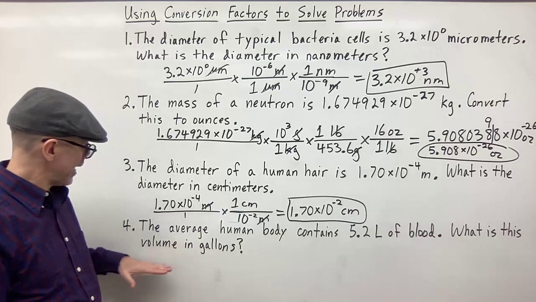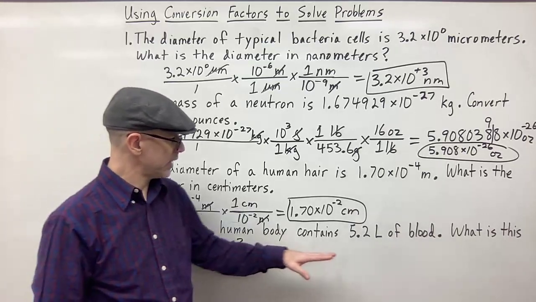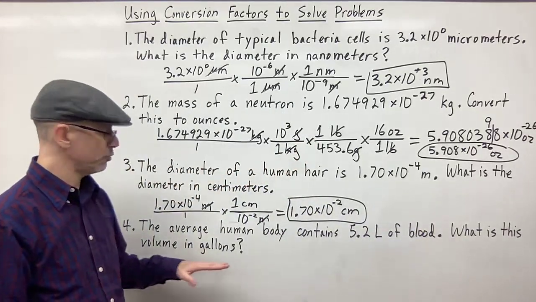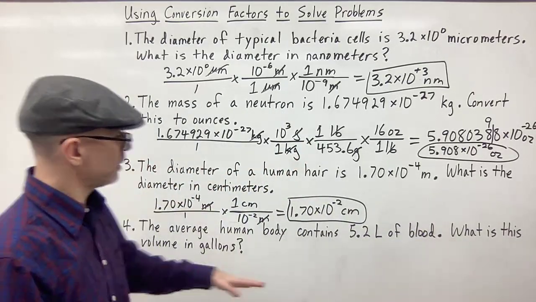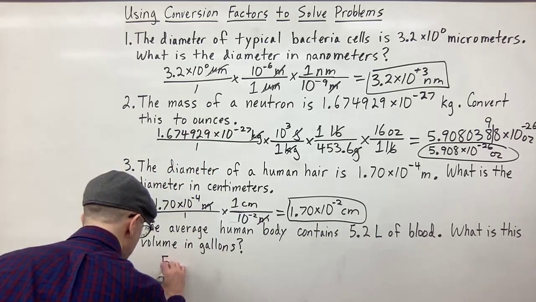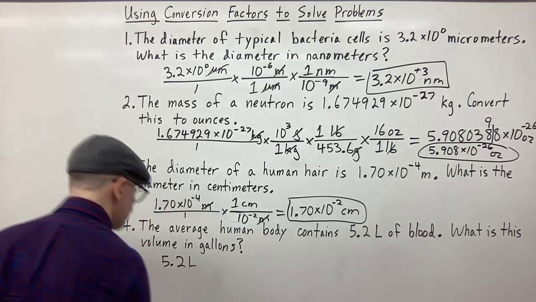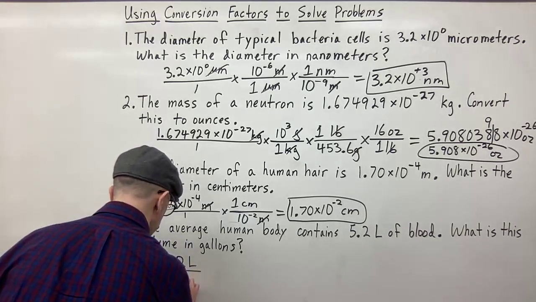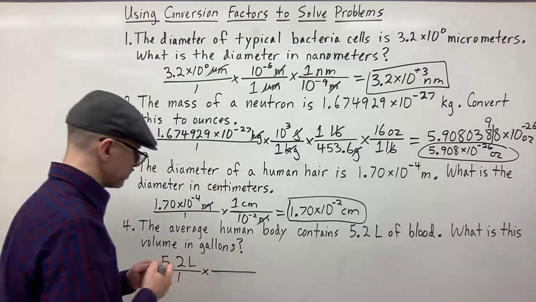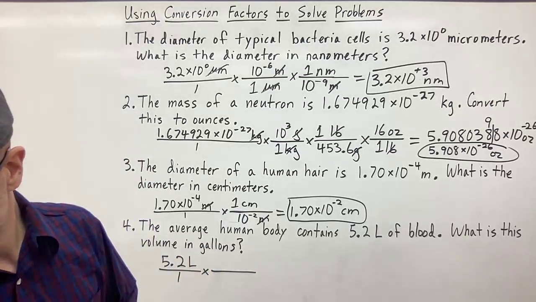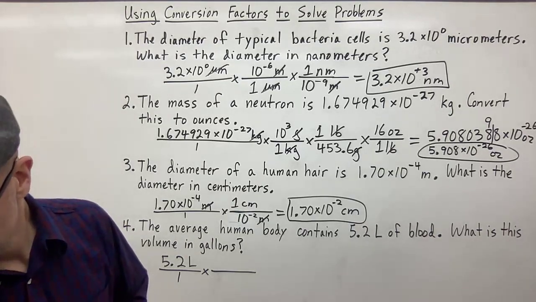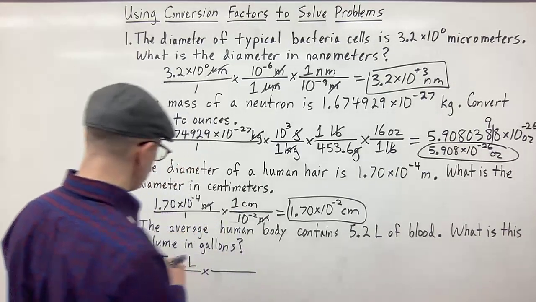Finally, I have my last problem. The average human body contains 5.2 liters of blood. What is this volume in gallons? So I'm going to start with the 5.2 liters of blood. So I have 5.2 liters over 1. And I want that in gallons. So if I do gallons, so I can do this again in one step.